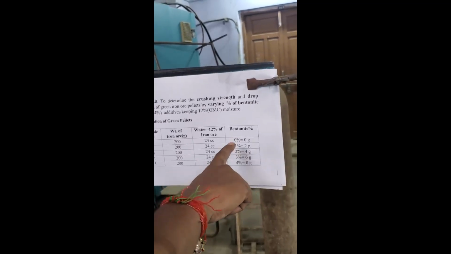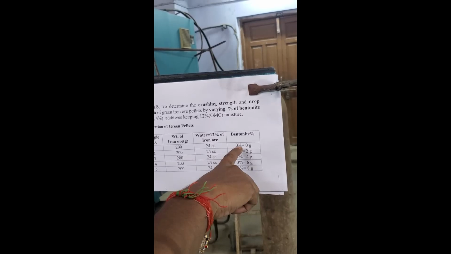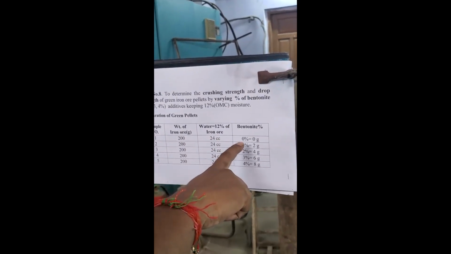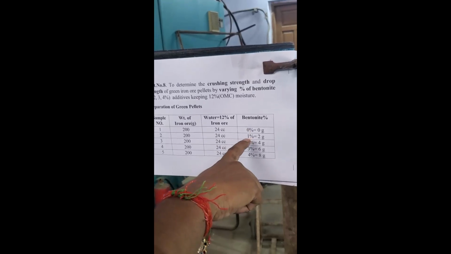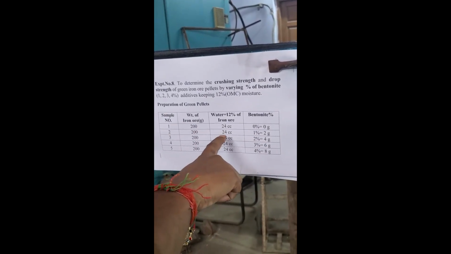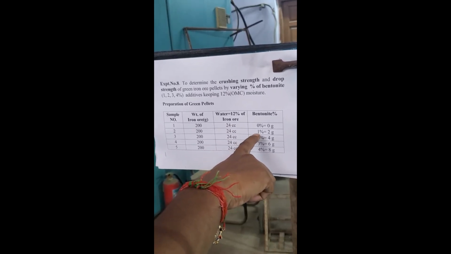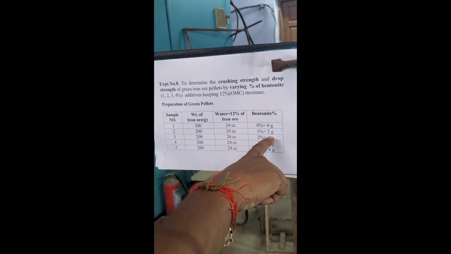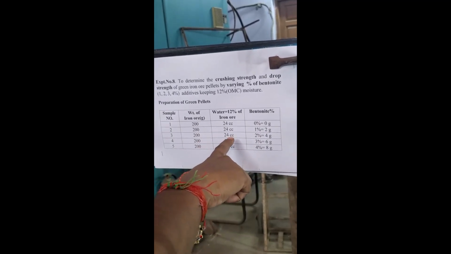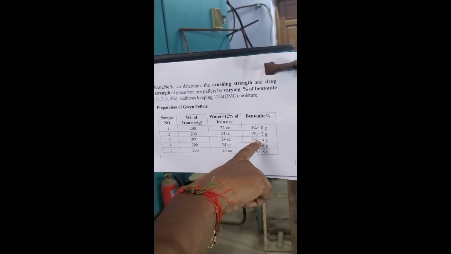Initially 0% bentonite means we are not adding any bentonite. Here only iron ore and water will be there. There is no bentonite. And in sample 2, we have iron ore, we have water of 12%, and bentonite we are adding 1%. 1% of iron ore, 200 grams, means it will be 2 grams. Like that, in the third sample, iron ore, 12% of water and 2% of bentonite, means 2% of iron ore, 4 grams.